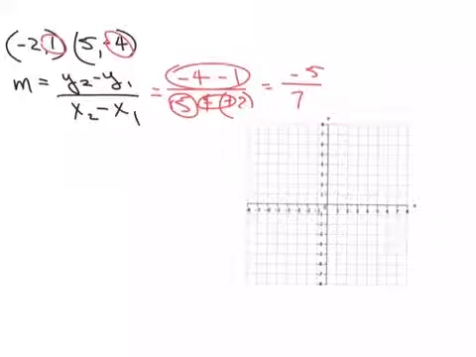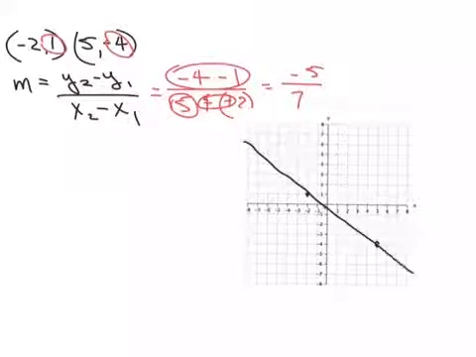Let's graph the 2 points. (-2, 1) and (5, -4). So yes, it's doing what I thought. It's going downhill from left to right. That's what that negative tells me. And 5 over 7 is how steep it is. All right, so let's jump to example 3.